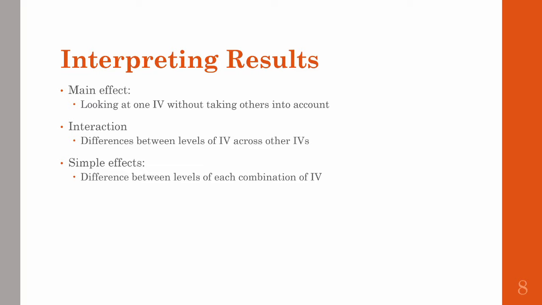So for interpreting results, we look for a few things. We look for main effects, which is looking at the effects of one independent variable without taking the other factor into account. You can have interactions between factors, where you have differences between specific levels of one IV and a level of another IV. And then after we know there's a potential interaction present, we look at simple effects, where we statistically test all combinations so we know exactly where the differences between levels of each combination are.